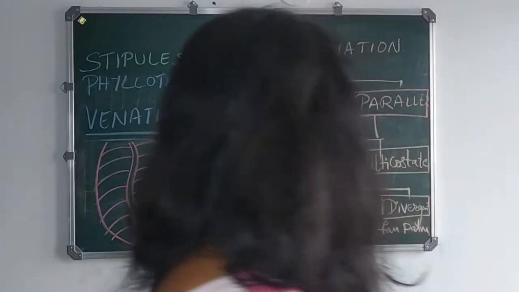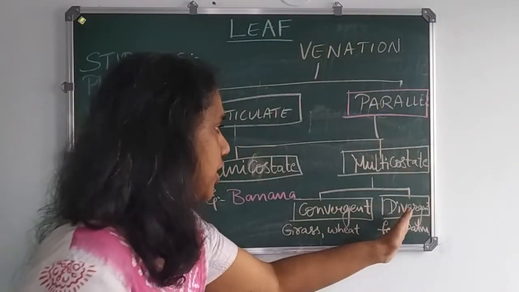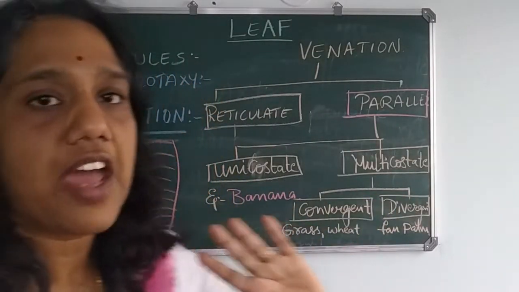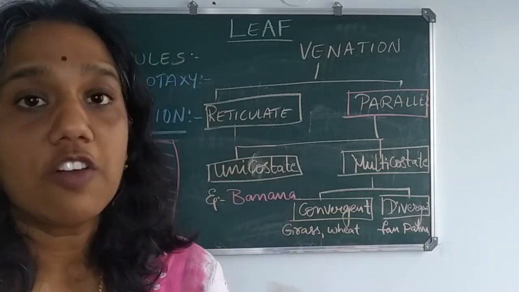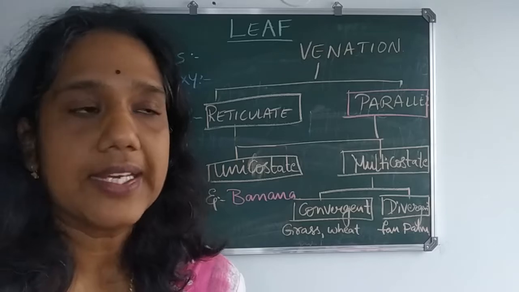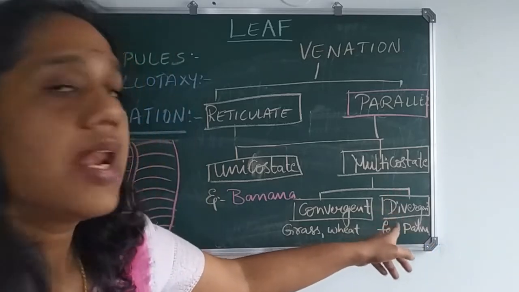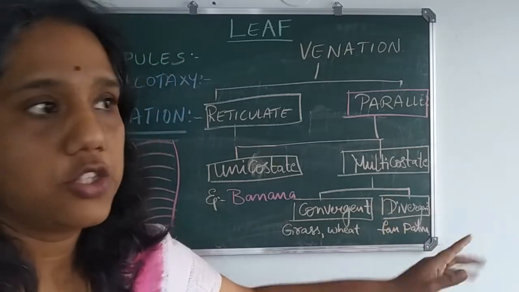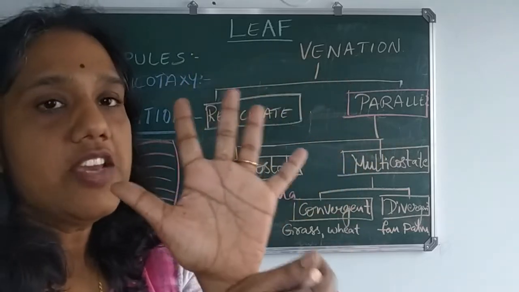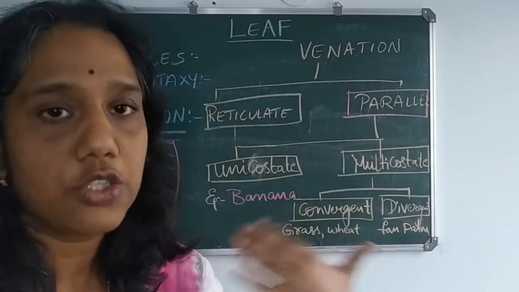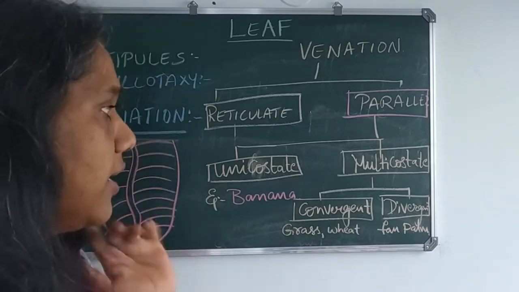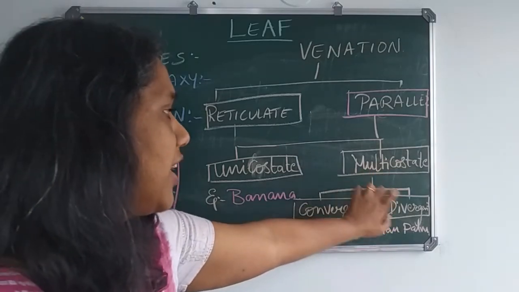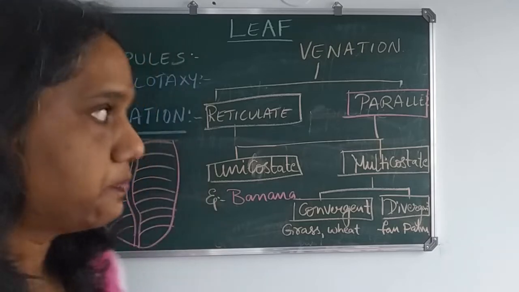Next, we go on to the divergent type of multicostate, divergent: fan palm. Fan palm is usually seen if you have been out in a park or something like that. It is used as a landscaping plant. You can see the leaves are in the form of a fan. You can actually fan yourself with it. So that is an example for multicostate divergent.